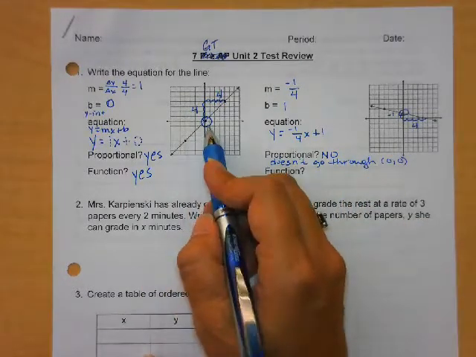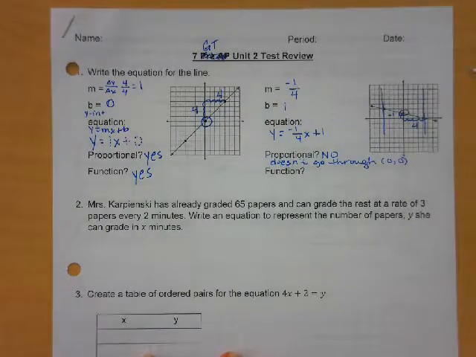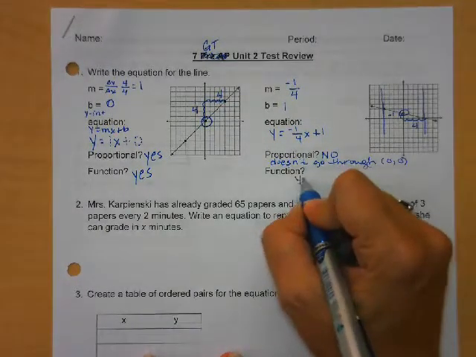Which this one did. If I drew a vertical line, I could see that I have one x for every one y. So yes, this is a function.